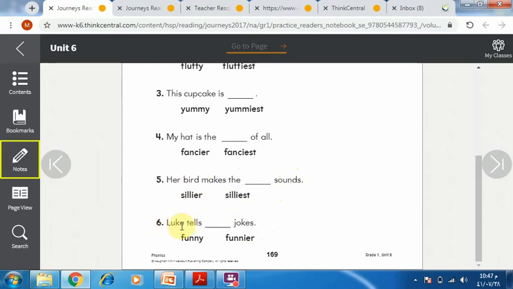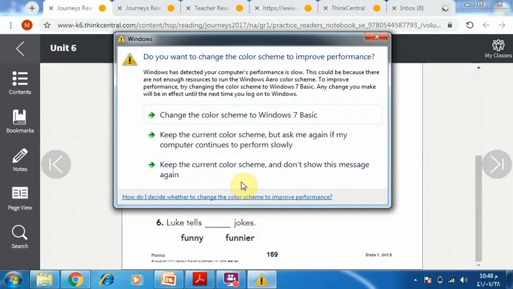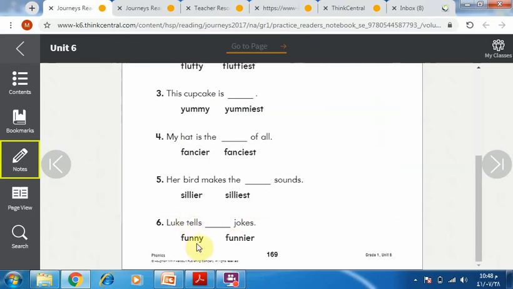Number 6. Luke tells funny or funnier jokes. Again, how many things I'm comparing? Obviously, I'm not comparing anything at all. I'm just describing Luke's jokes. So I will choose funny. Luke tells funny jokes. And that's it. You cannot say funnier, the one with ER, because I'm not comparing Luke's jokes with Jones' jokes, for example. Okay? So you're gonna choose funny.